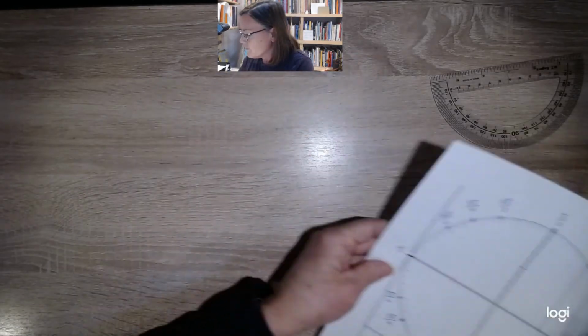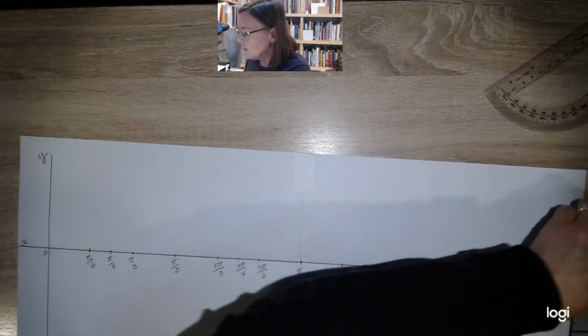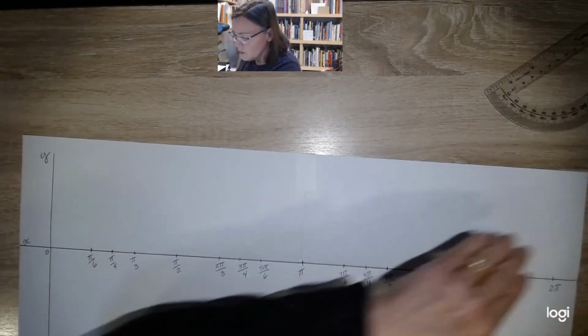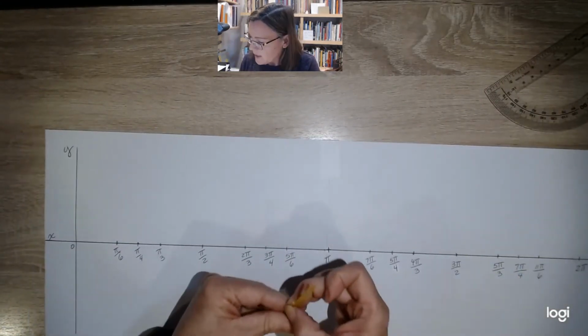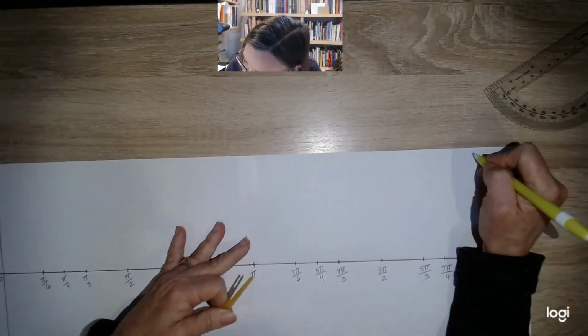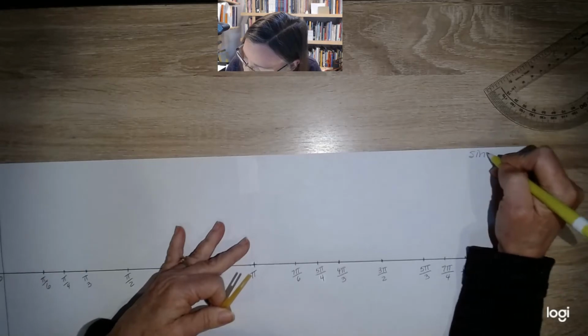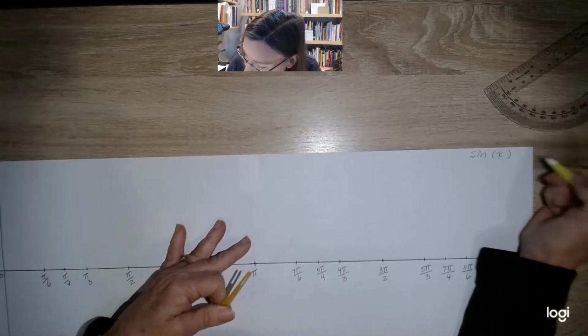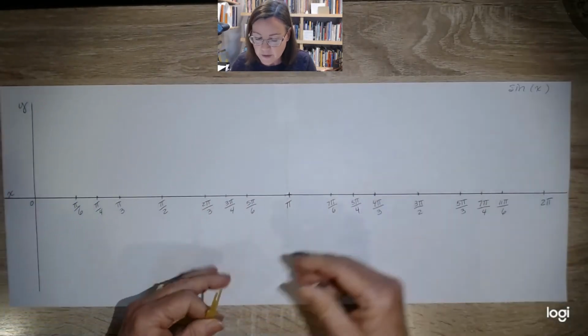All right, so here is my graph, and I'm going to do quad 1. Okay, and I'm starting with sine, and I'm going to make that really clear. I'm going to mark this as the sine of x. Okay, so this is a sine graph.